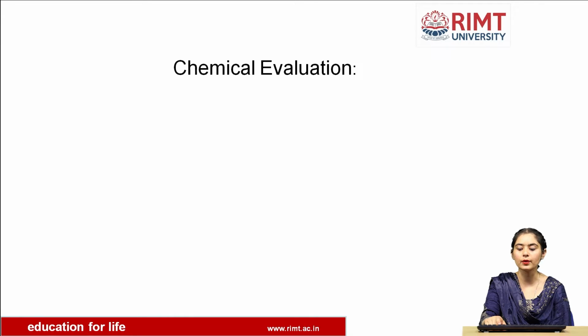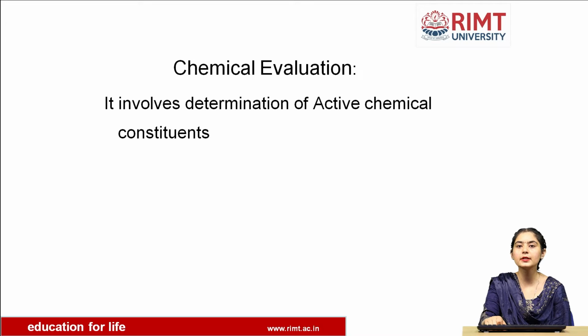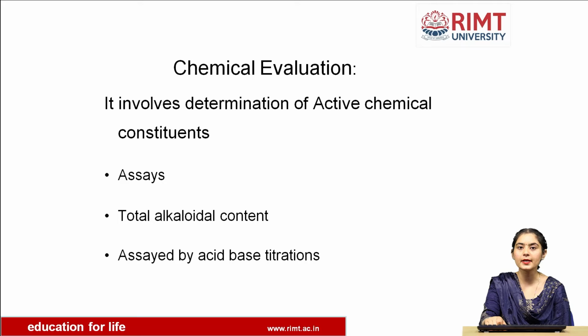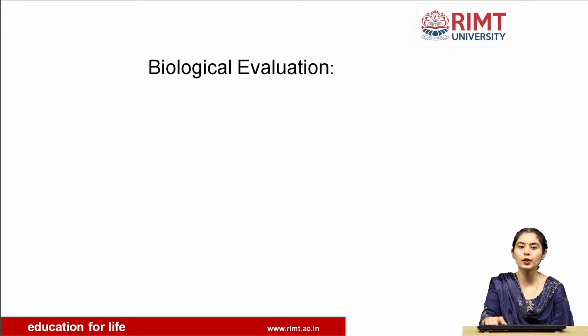Next is chemical evaluation. Chemical evaluation is the determination of the active chemical constituents by performing different types of assays. These assays cover the DPPH method, total phenolic content, total flavonoid content, and total alkaloid content, assessed by acid base titration. Different types of acid base titrations are performed to evaluate the active chemical constituents, aqueous and non-aqueous titrations.